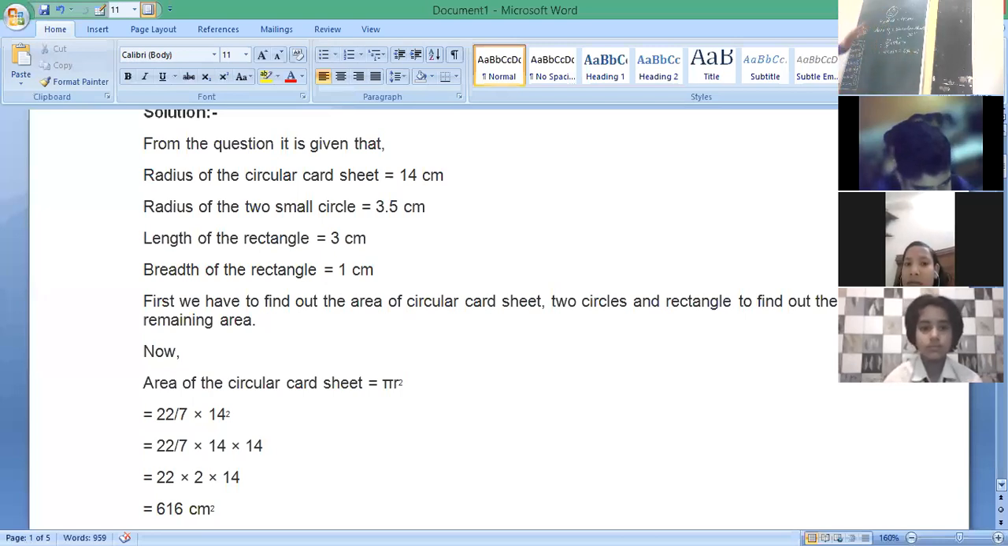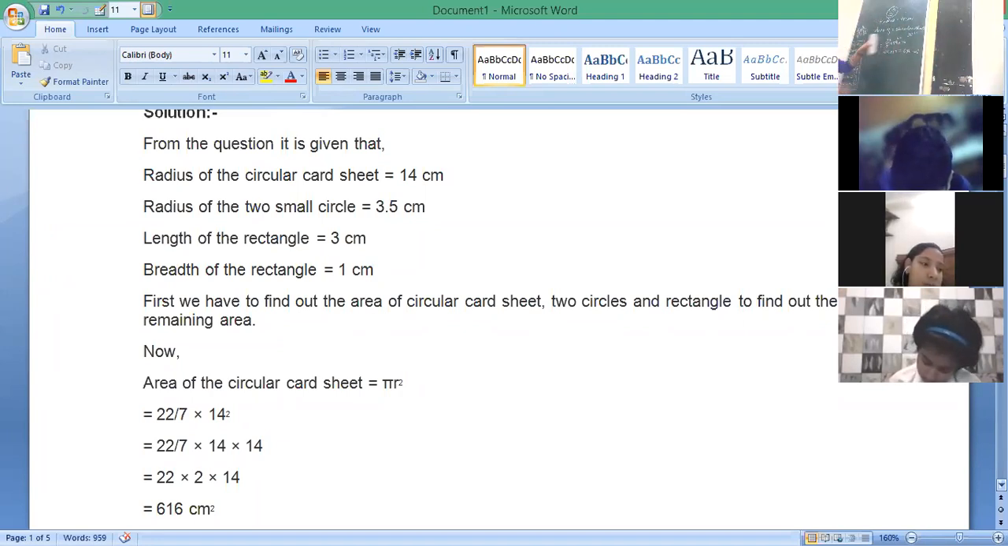Because these eyes and this mouth have been cut off from this sheet, they are inside the sheet. So we have to cut them out from inside the circle. First of all, we take out the area of the circular sheet, that is your 616 centimeter square.